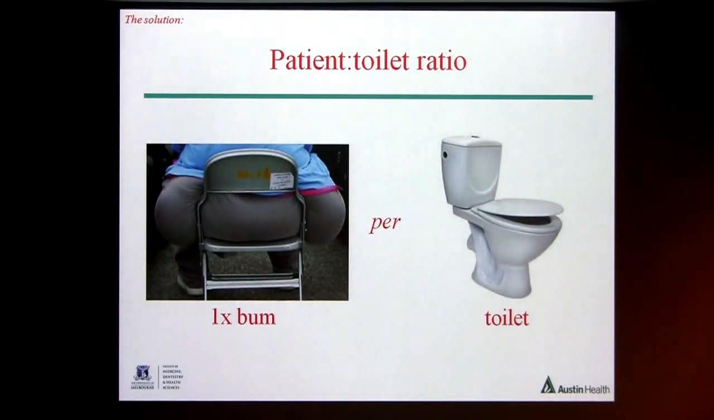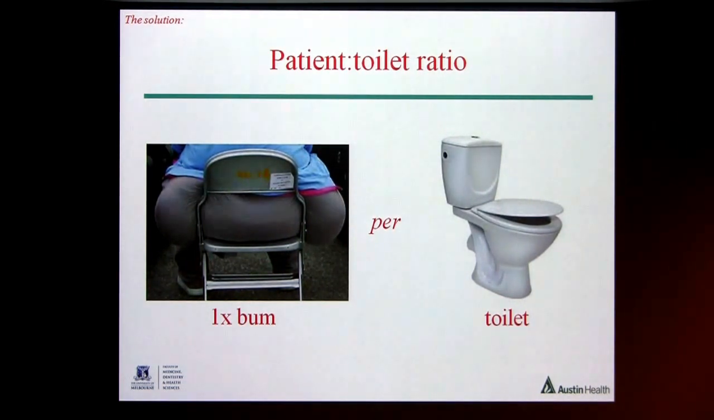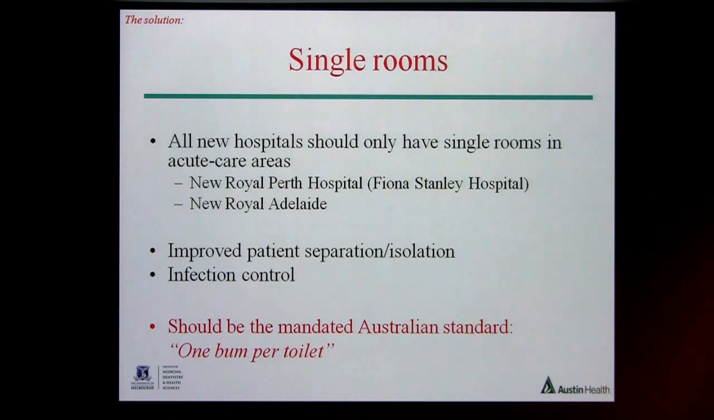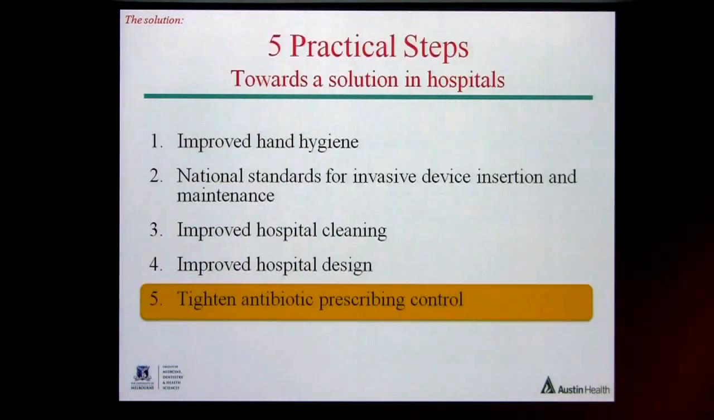But currently, the Austin in Melbourne has 1/3 of its beds are single rooms, each with its own bathroom. Places like the Royal Melbourne, my guess is you've probably got about 5 to 10% of the beds with their own bathrooms. The new hospitals, such as Royal Perth and Royal Adelaide, are all now 80 to 85% single rooms, so they've got mostly single rooms, and I think that's a very important initiative. So the rule of one bum per toilet, I think, is a good one.